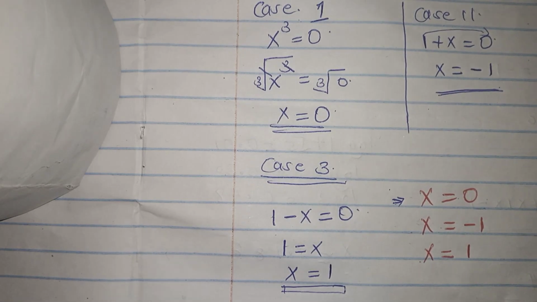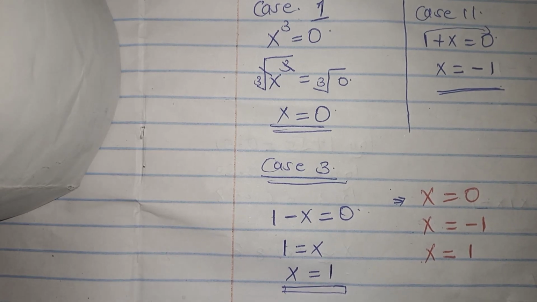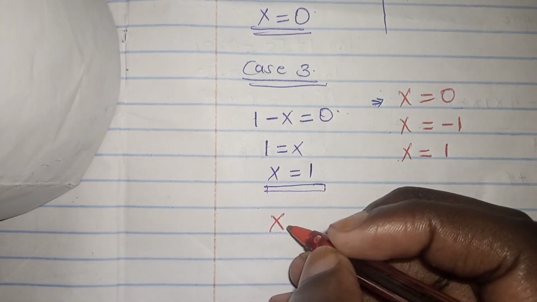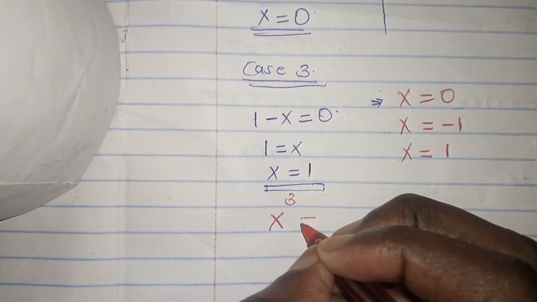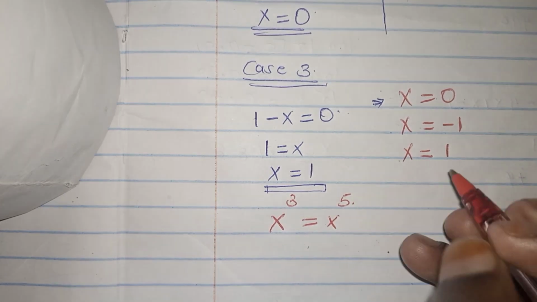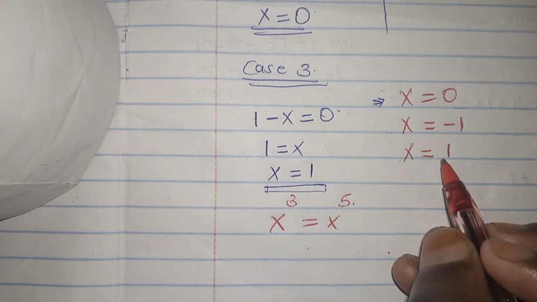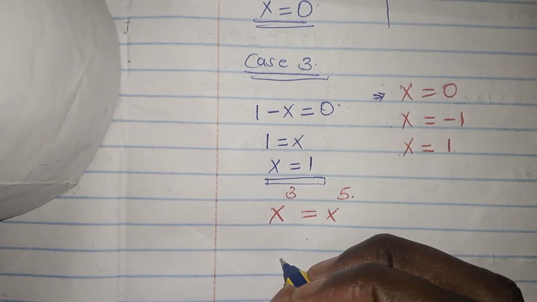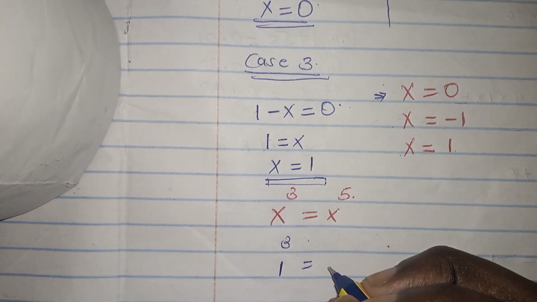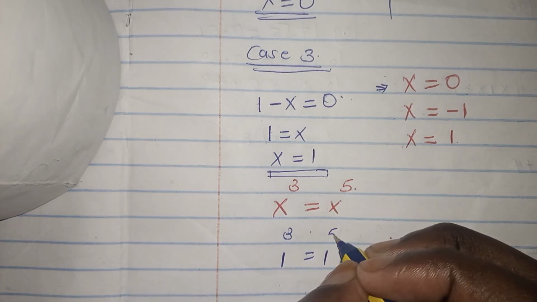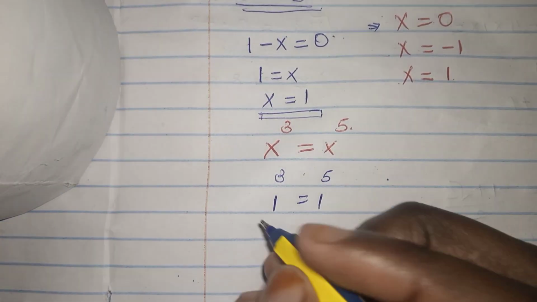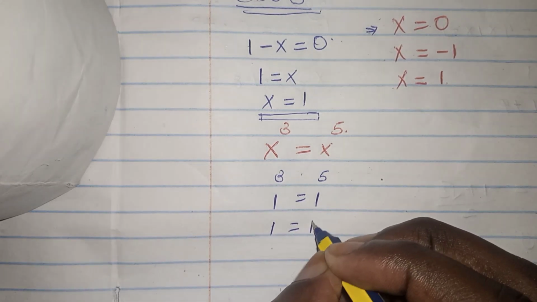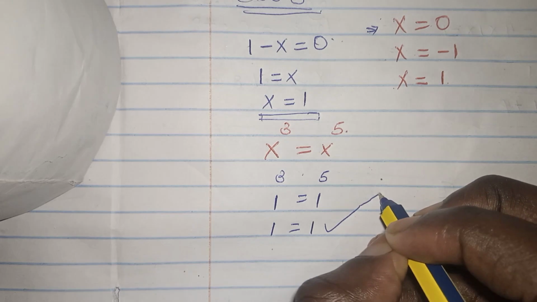So let us confirm and check whether these values satisfy the above equation. Our question was x to the power of 3 is equal to x to the power of 5. I'll use x is equal to 1. So if x is equal to 1, this means that 1 to the power of 3 is equal to 1 to the power of 5. 1 to the power of 3 gives us 1, is equal to 1 to the power of 5, which gives us 1. So this satisfies our equation.